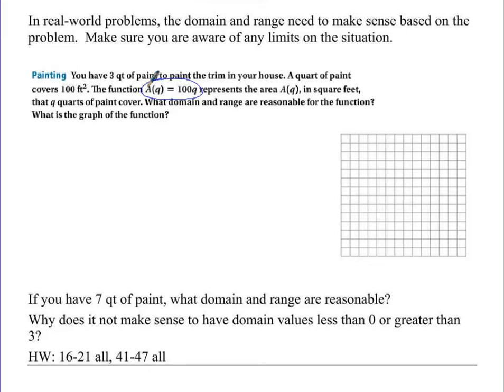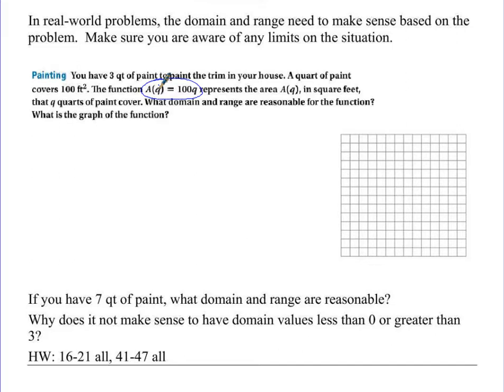So first of all, we need to know what variable goes with domain and what variable goes with range. Which variable is the independent variable here? The quarts. The more quarts I have, the more I can paint. If you look at the function, A of Q equals 100Q, function notation tells you automatically what the independent variable is. The thing in the parentheses right here is the independent variable. So that's Q. Q stands for quarts. So the independent variable is quarts, which means quarts goes with the domain.